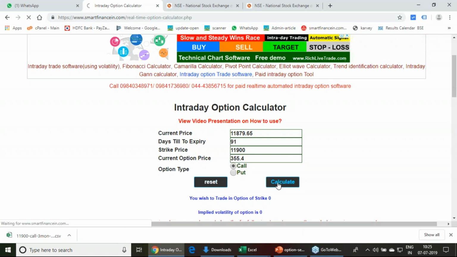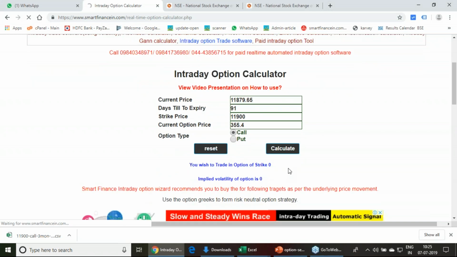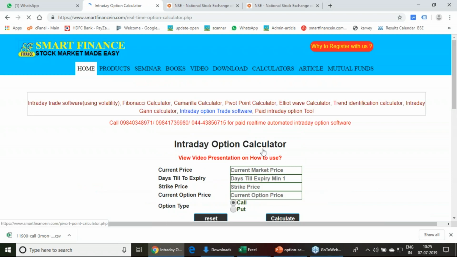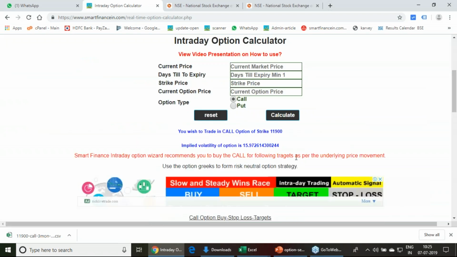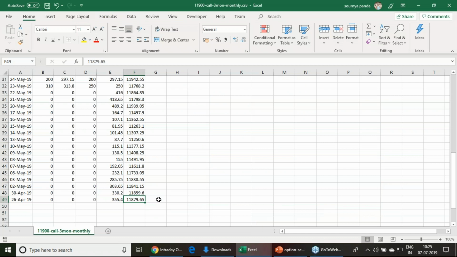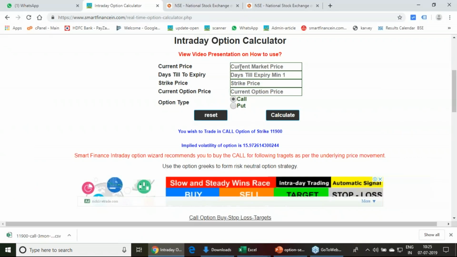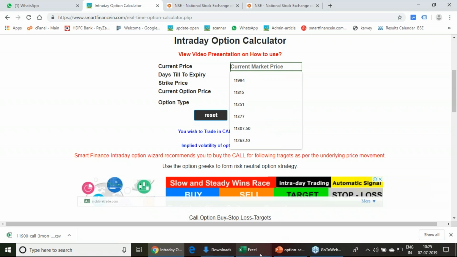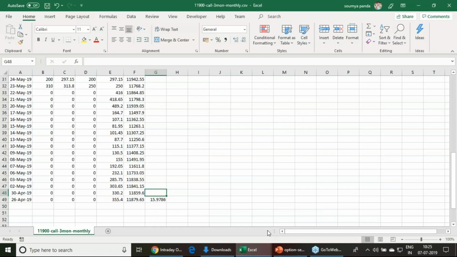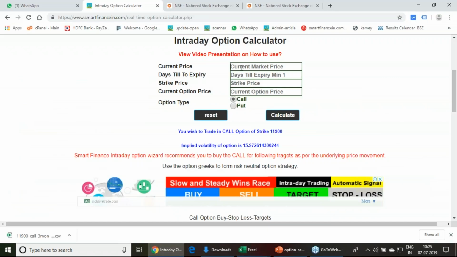You require only IVs. So 91 is the value. So you can just get the IVs here. 15.9786 is the IV. By this process, next IV you have to calculate. So next IV, the next value of the Nifty you have to take. What is the value? 11,859.6.